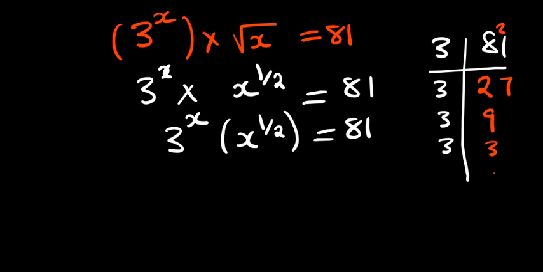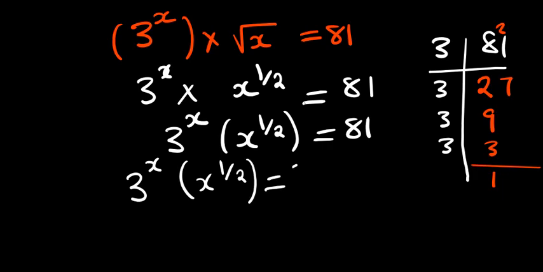Every time you have a 1, you stop there, you close. Then you count the number of 3's that you have. How many do we have? We've got 1, 2, 3, 4. So because we've got 4, 81 is the same as 3 to the power 4. So I'm going to have 3 to the power x, x to the power half is equal to 3 to the power 4.